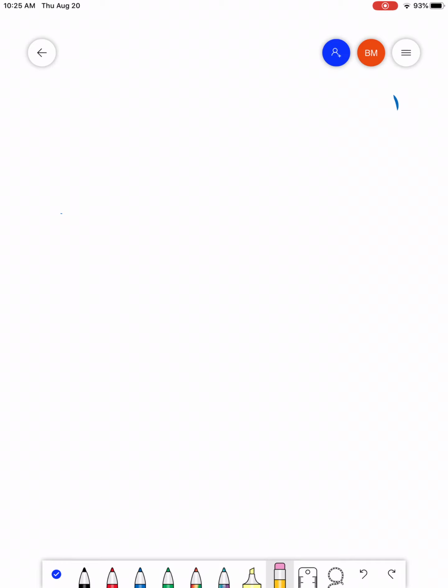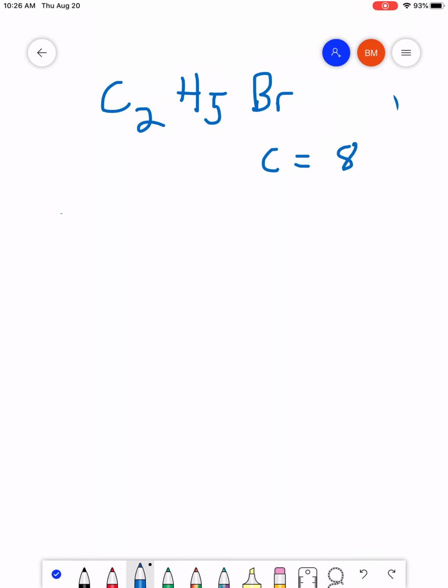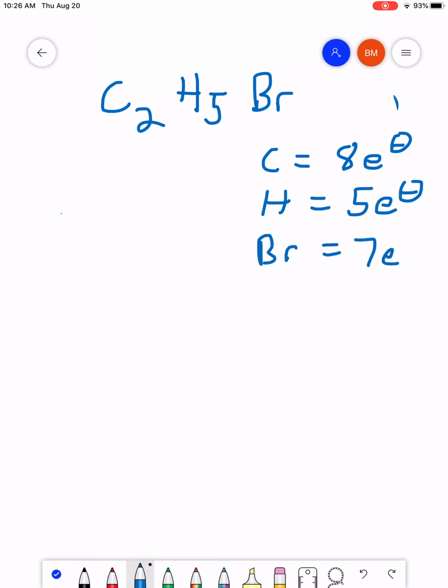All right, let's try C2H5Br. For carbon, we have 2 of them, each with 4 valence electrons, so we have 8 overall. We have 5 hydrogens, each with one valence electron, so that's an overall contribution of 5. We have 1 bromine. Bromine is in group 7, so it's going to give us 7 valence electrons. That means we're trying to place 20 of them.